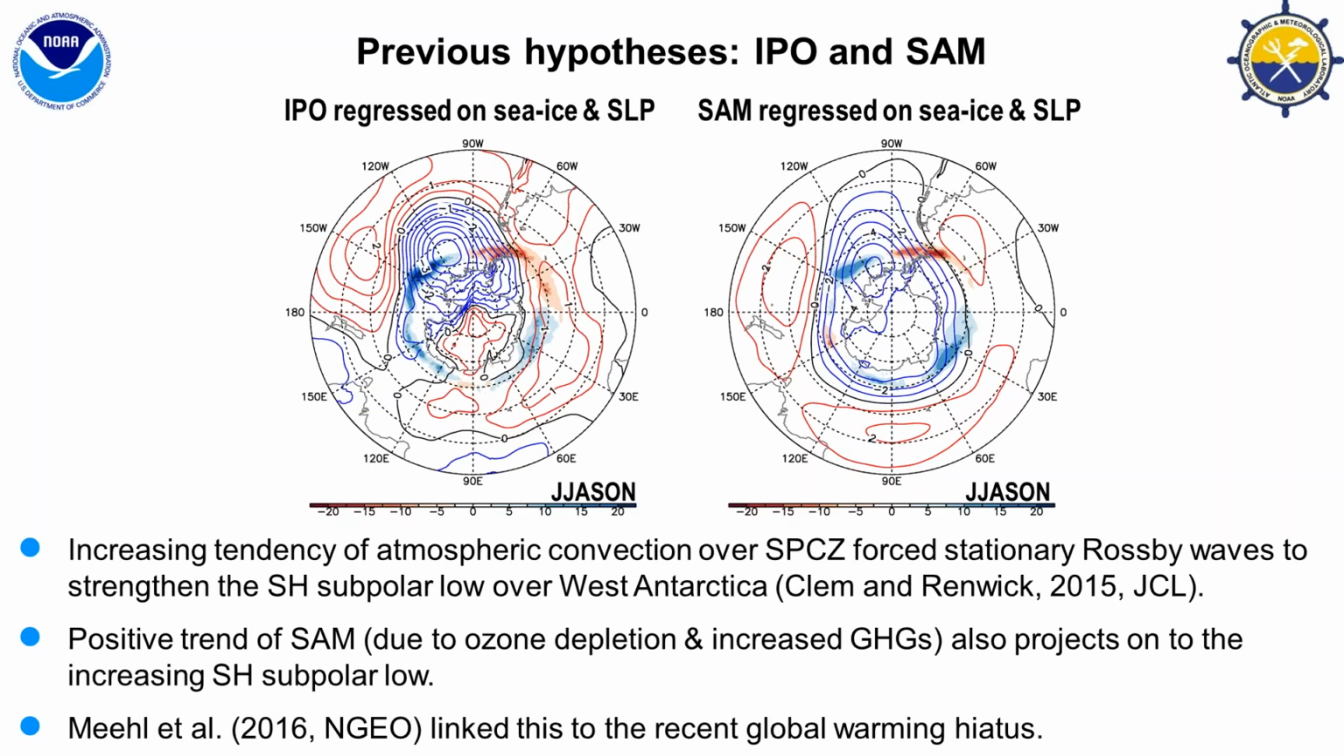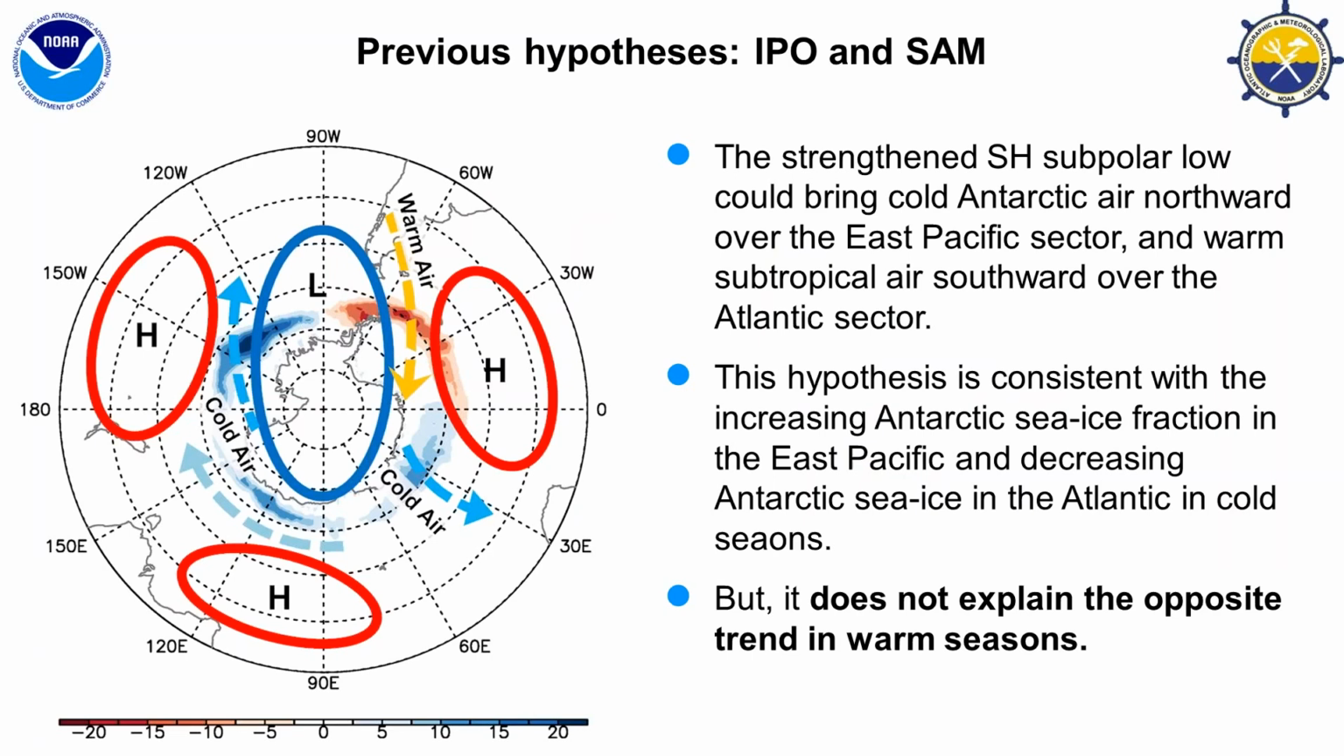So the mechanism is like this. It strengthens the south polar low, which basically brings cold Antarctic air northward. It's basically the meridional wind that they are arguing should be responsible for very cold air advection over here in Antarctica. In the Antarctic Sea, the sensible heat flux is a very important term. The cold air over here, at the core of it, is like minus 100 degrees Celsius, so it's very cold air advected there. And in this part, there is warm subtropical air coming toward this region, so that should melt this. That's basically the very simple argument that they have.